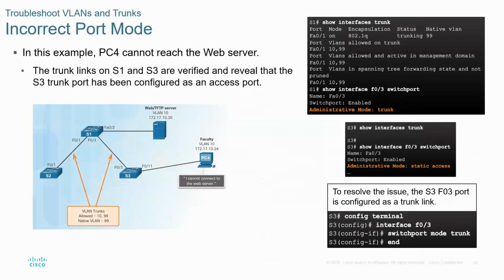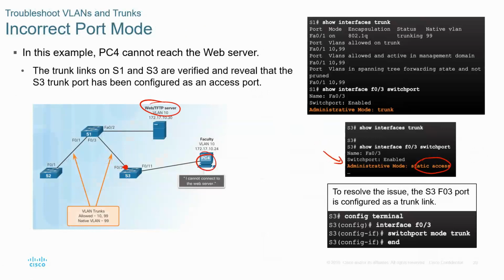This example here is in the incorrect port mode. So in this example, PC4 cannot reach the web server. They are configured to be both on VLAN 10, but once you do show interfaces, you see that interface Fa0/3 on switch S3, which is this interface, is defined to be in access mode, not in trunk mode.